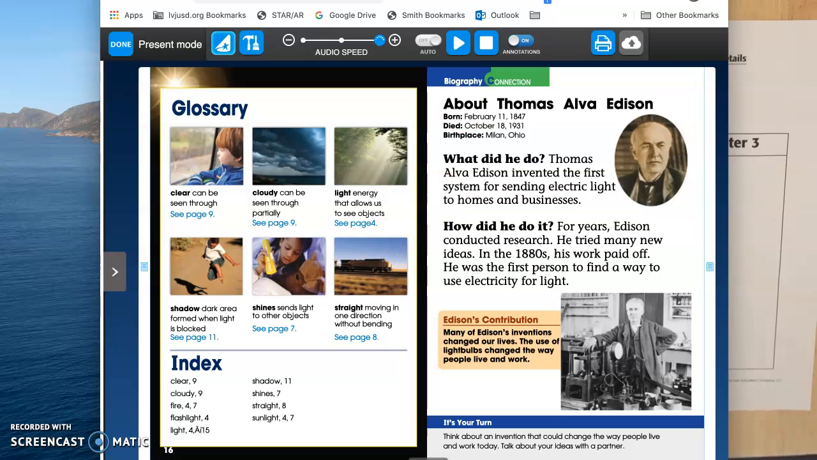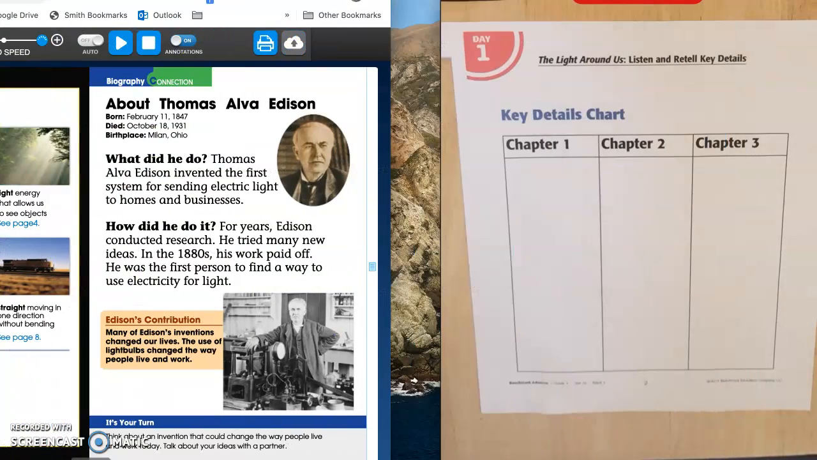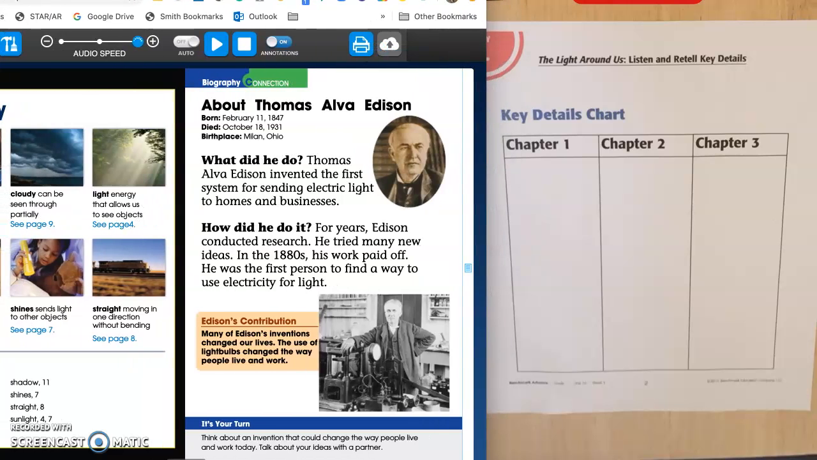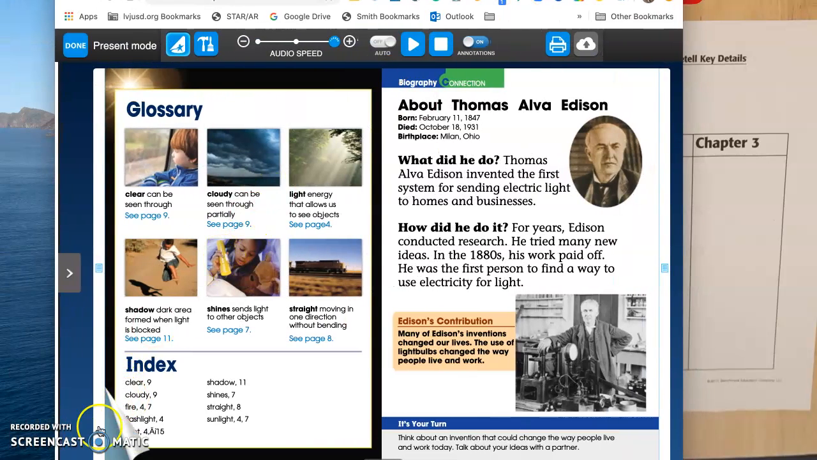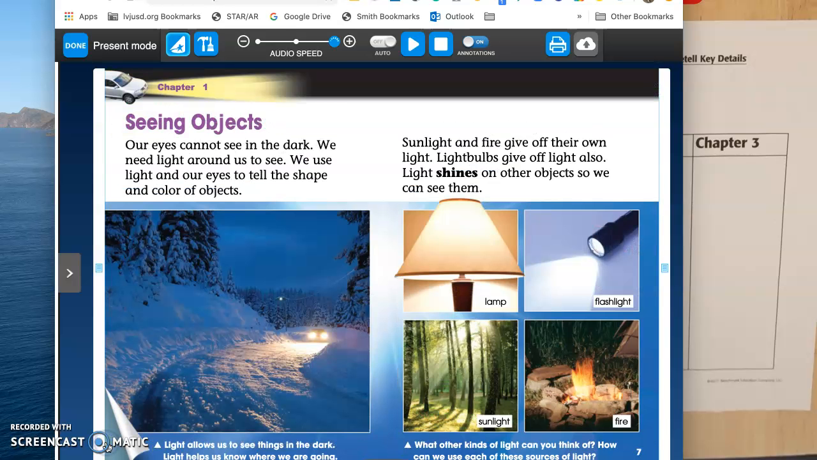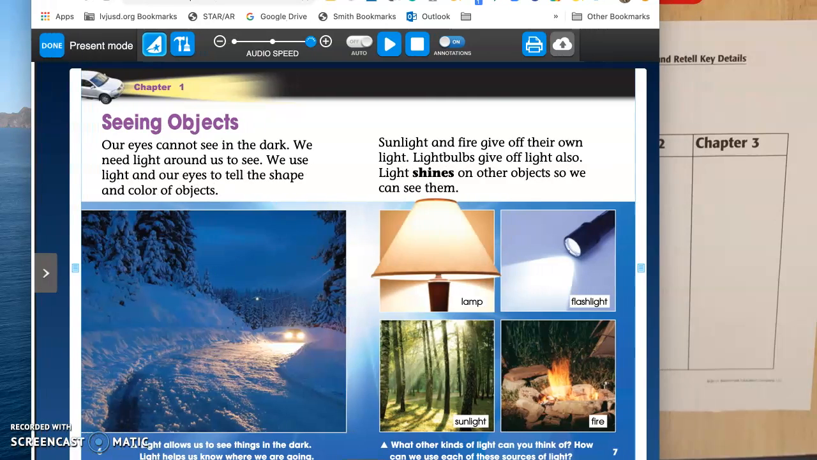Okay, now we are going to look at our key details chart that was in your packet. It looks like this, so go ahead and have that out. And we're going to go back and find some key details from each chapter. So let's turn back to chapter 1, and chapter 1 was about seeing objects.